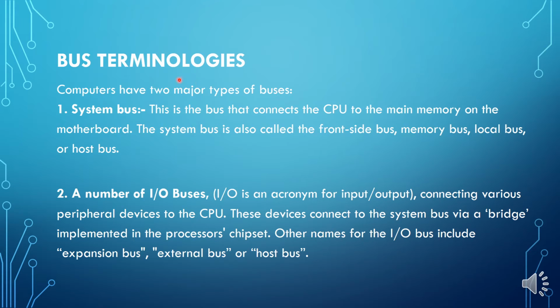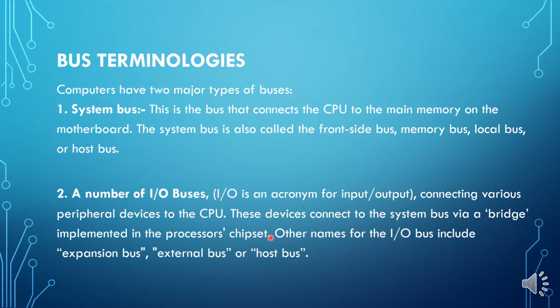Now, bus terminologies. There are two major types of buses: system buses and IO buses. System buses are also called front side bus, memory bus, local bus or host bus. And coming to IO buses, these are connecting various peripheral devices to the CPU. The devices connect to the system bus via a bridge implemented in the processor chipset.